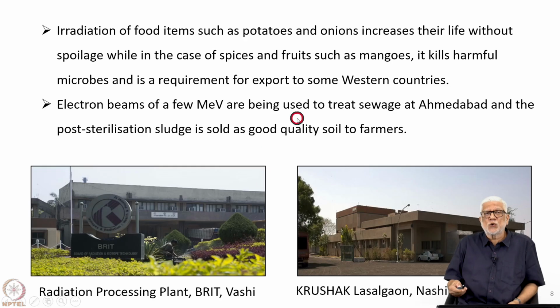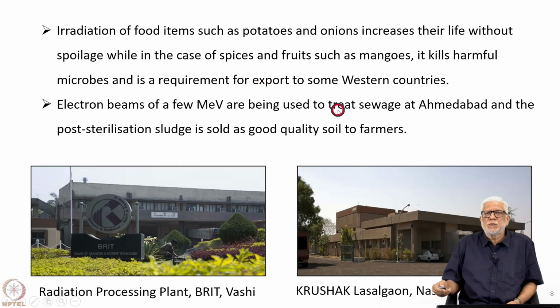Irradiation of food items also takes place, such as potatoes and onions. This increases the life without spoilage, so it can last for almost a year or 2 years. In the case of spices and fruits such as mangoes, this is a requirement because it kills harmful microbes. In some countries like the US and Europe, there is a requirement that these spices and fruits be irradiated. And of course, the dose is decided so that it should not do too much damage to the product, but at the same time it should kill off the microbes.